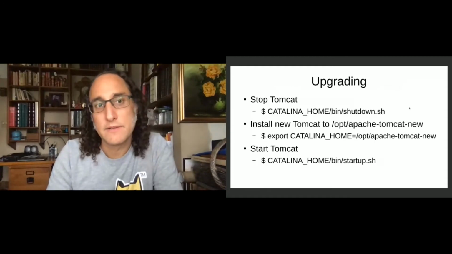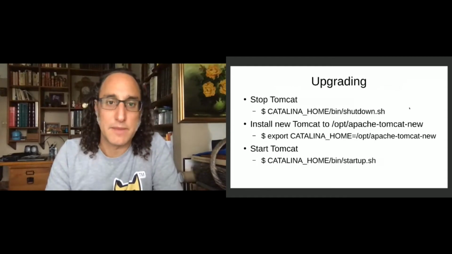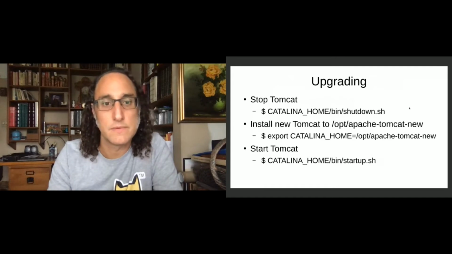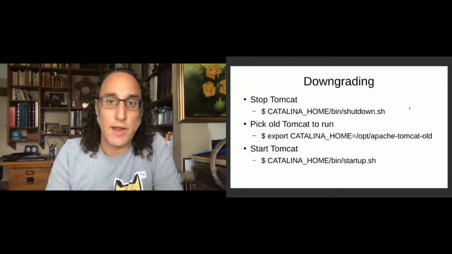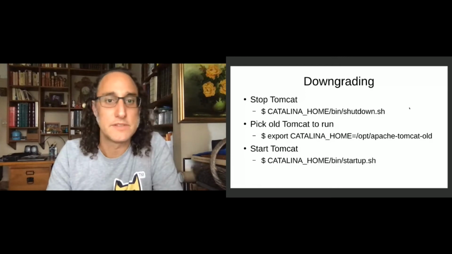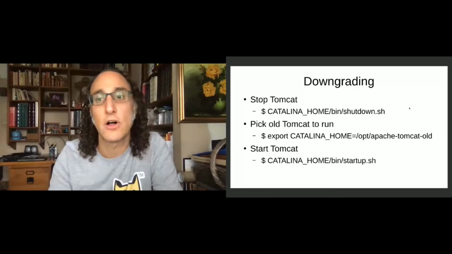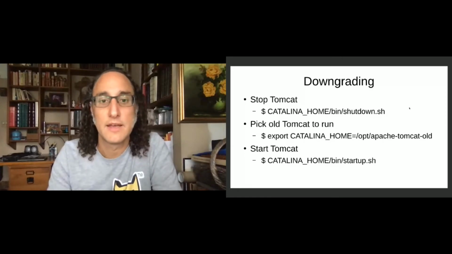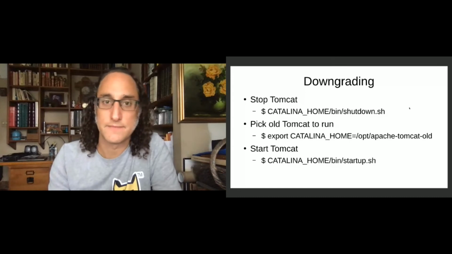If you'd like to upgrade, you can stop Tomcat using the shutdown script, install a new Tomcat to the new directory, change Catalina home, and then start Tomcat. That's all you need to do. To downgrade, it's just the exact opposite process, which is stop, install an old Tomcat, or maybe just change to the existing or installed directory of Tomcat, and then start it up again.